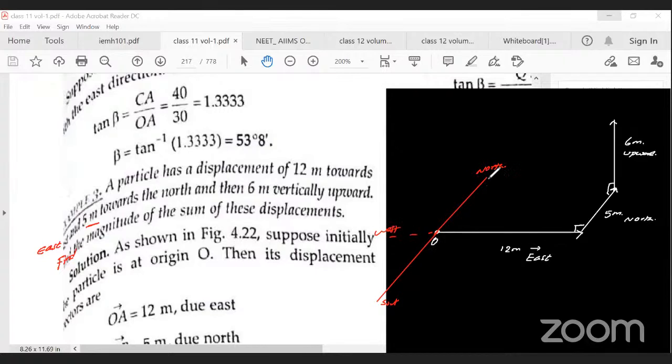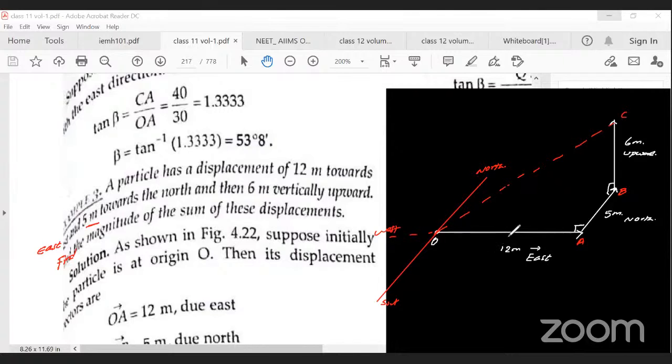Now find out the resultant. So this is your initial point. I'll take this one as O, this one as point A, this one as point B, and this one as point C. I need to find the resultant OC. I need the resultant OC. But here there are 3 different cases.